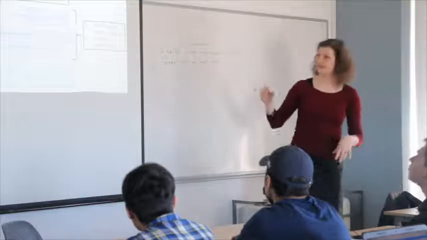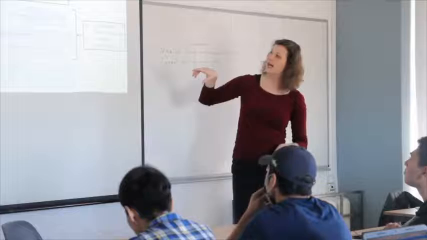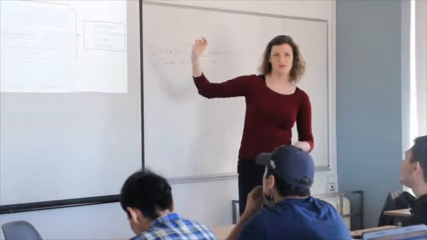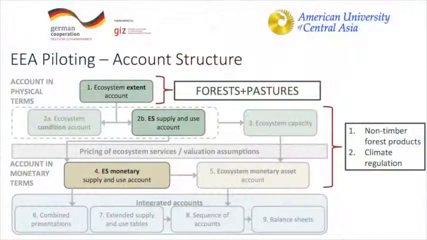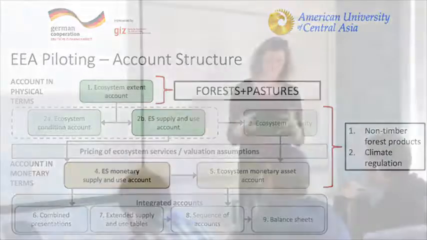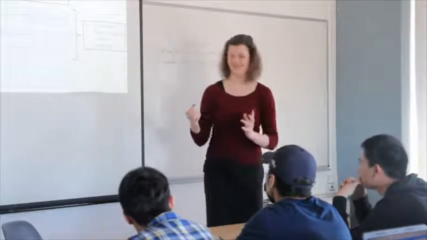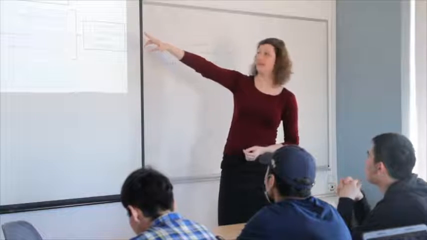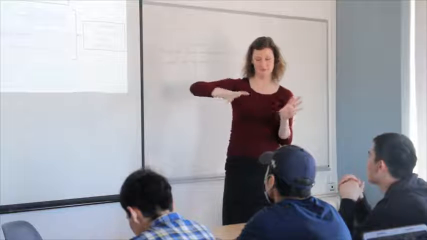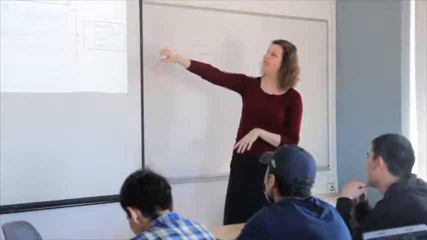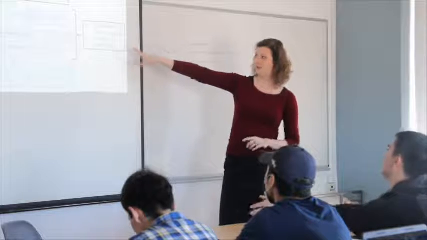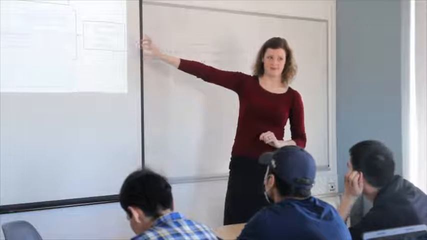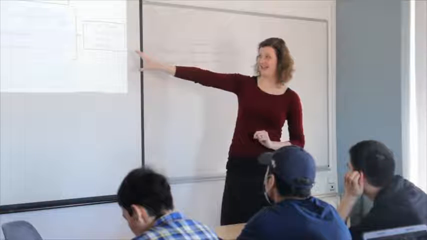So basically out of this structure of accounts, we were focusing on those which we were able to compile based on the data that were available. And then from yesterday's lecture, you know that data is this basic stepping stone which you can't basically do without. So we were looking at two types of ecosystems, at forest and at pastures, which are the most important types of land use in that area. And then we were looking at two types of ecosystem services, at provisioning services and at regulating services.